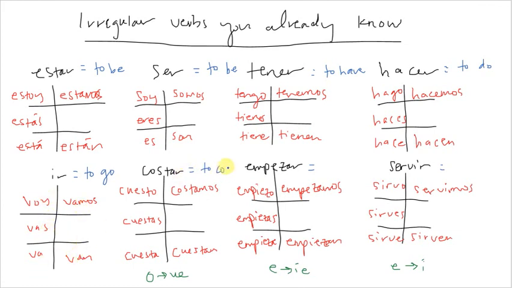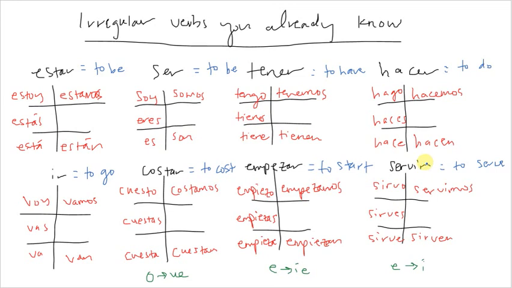Costar, to cost, isn't necessarily irregular, but it's an O to UE stem changing verb. Remember, it stem changes in the boot: cuesto, cuestas, cuesta, costamos, cuestan. Empezar is an E to IE stem changer. Remember that it means to start, and it stem changes in the boot: empiezo, empiezas, empieza, empezamos, empiezan. Servir is an E to I stem changing verb, which means to serve, and it also stem changes in the boot. So sirvo, sirves, sirve, servimos, sirven.